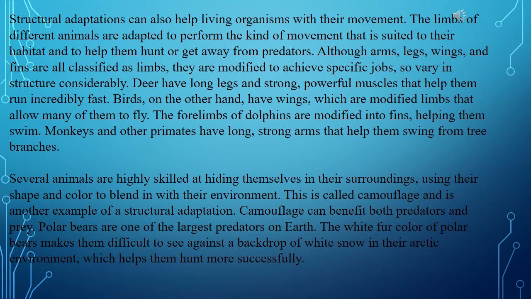Structural adaptation can also help living organisms with their movement. The limbs of different animals are adapted to perform the kind of movement that is suited to their habitat and to help them hunt or get away from predators. Although arms, legs, wings, and fins are classified as limbs, they are modified to achieve specific jobs, so they vary in structure considerably. Deer have long legs and strong, powerful muscles that help them run incredibly fast.